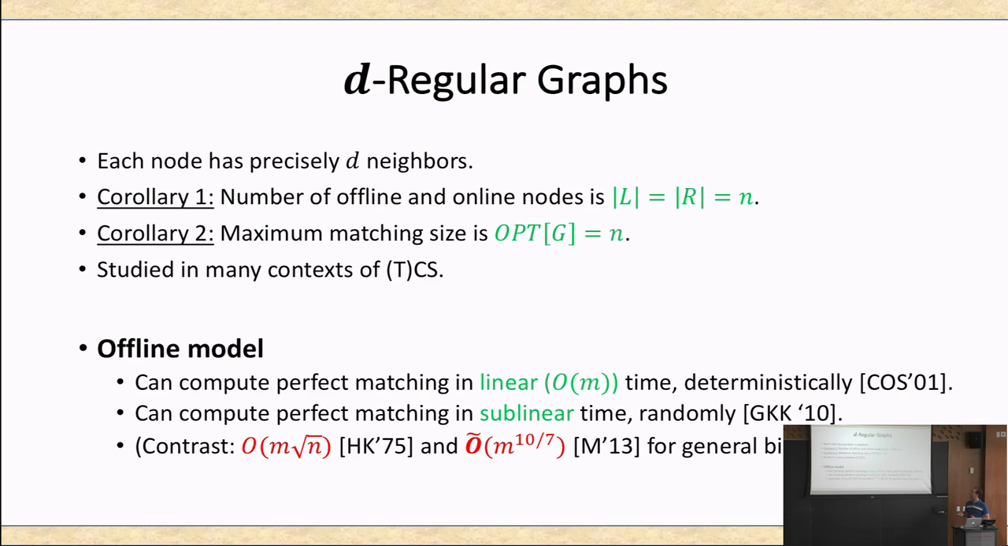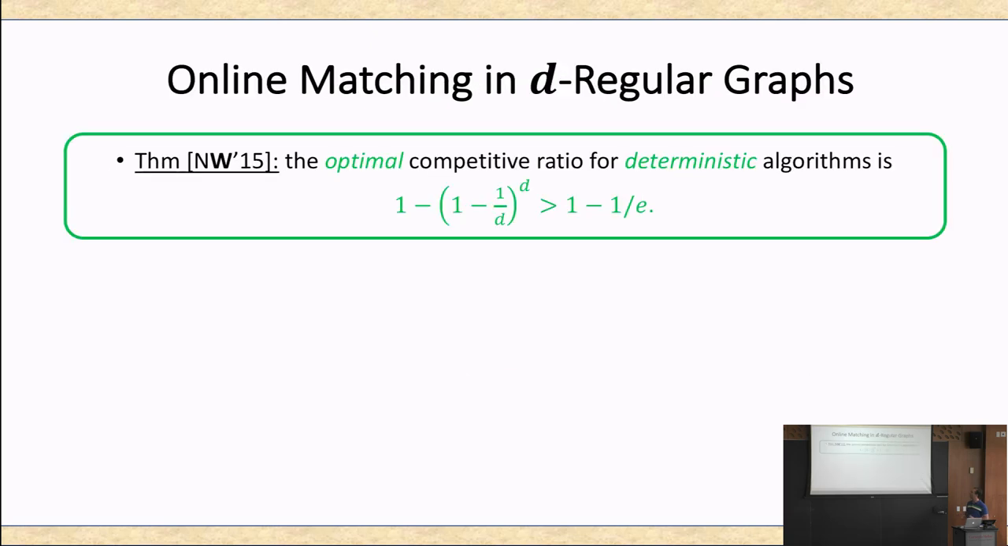So what do we know about online matching in regular graphs? In recent work with Sefino, I showed that the optimal competitive ratio for deterministic algorithms is, ignore the left-hand side for a second, strictly greater than 1 minus 1 over e. Great. So let's put this in perspective.